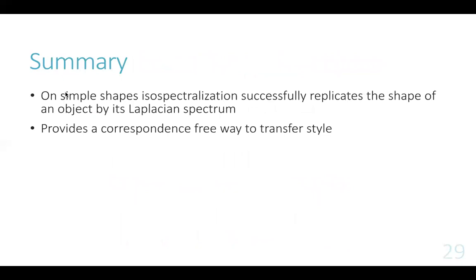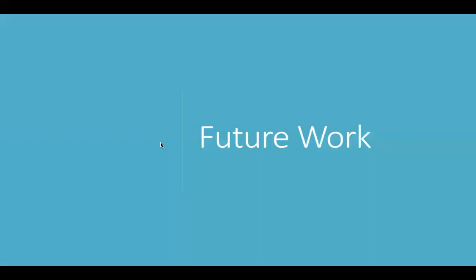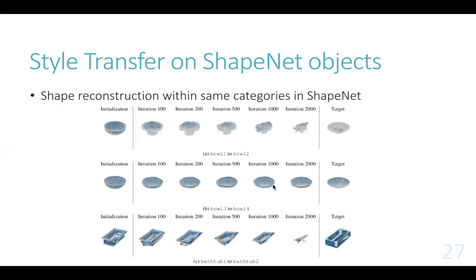So in summary, we noticed that on simple shapes, isospectralization successfully replicates the shape of an object by its Laplacian spectrum. Simple shapes were like the flat shapes, as well as the sphere with the little knob at the end. Another thing we noticed is that this technique also allows us a correspondence-free way to transfer style, as we saw in the previous slide, with this bowl.